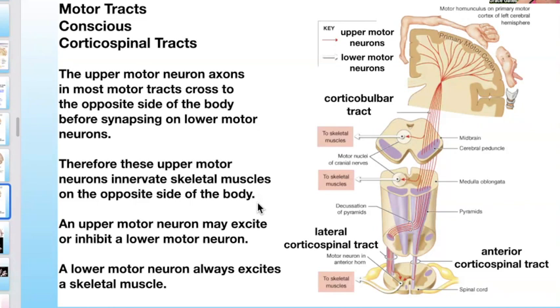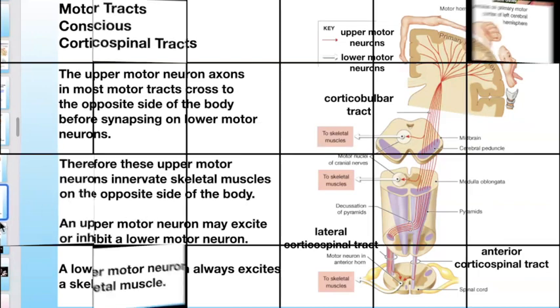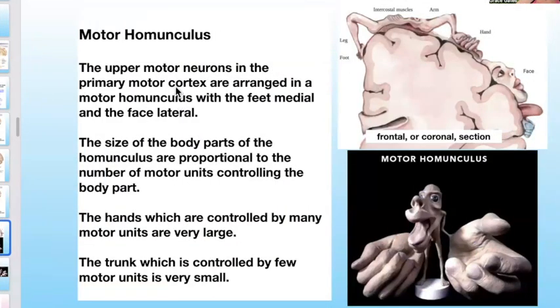An upper motor neuron may excite or inhibit a lower motor neuron, but a lower motor neuron always excites a skeletal muscle. The upper motor neurons in the primary motor cortex are arranged in a motor homunculus with the feet medial and the face lateral. The size of the body parts of the homunculus is proportional to the number of motor units controlling the body part. The hands, which are controlled by many motor units, are very large. The trunk, which is controlled by few motor units, is very small.